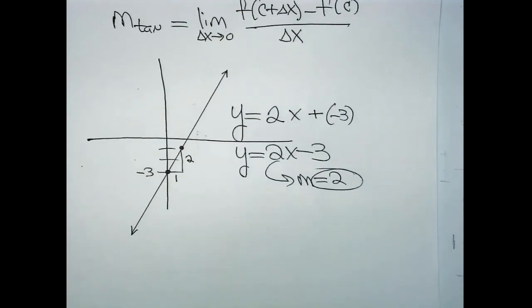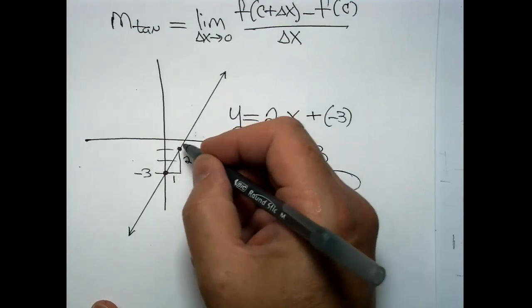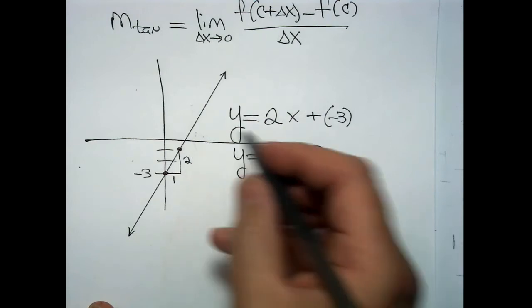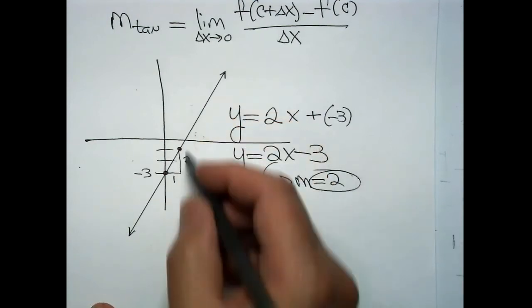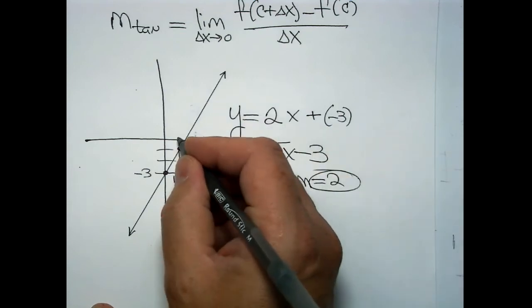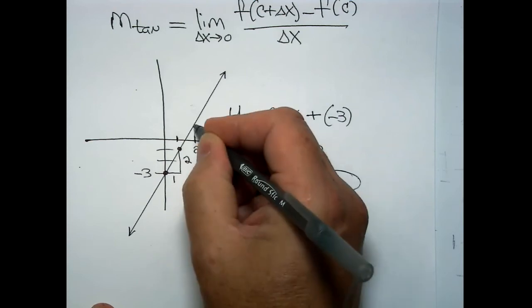All right, so I have a question for you. What is the slope of the tangent line right here at, let's say, I'm trying to figure out where we are here. How about at x equals 2? That would be right here.